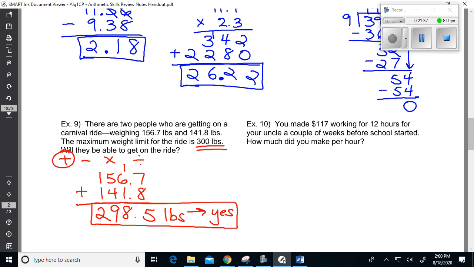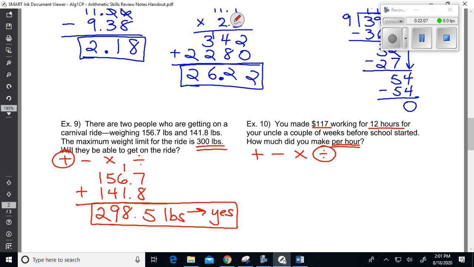Alright, so example 10. You made $117 working for 12 hours for your uncle a couple weeks before school started. How much did you make per hour? So, you made $117 for 12 hours. You want to know how much you make per hour. So am I adding, subtracting, multiplying, or dividing? This is a division problem.